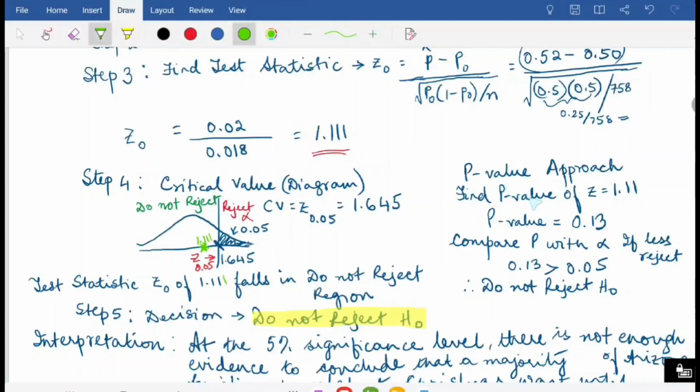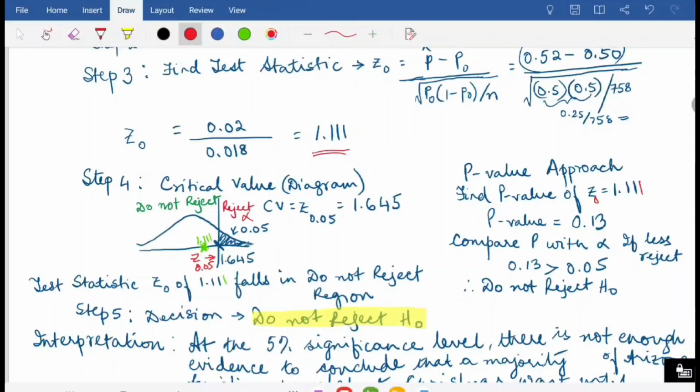Now for the p-value approach, we bring our test statistic z value, which is, let me take out my red pen here, z sub 0 or 1.111. The corresponding p-value is 0.13. Now if you're using your table, keep in mind your table will give you the z value to the left. We are interested in the area to the right.